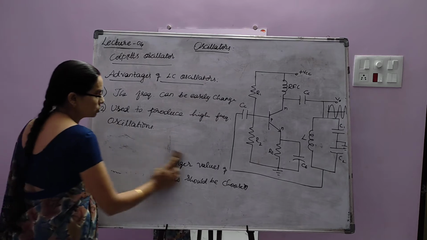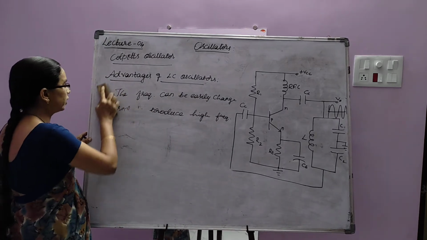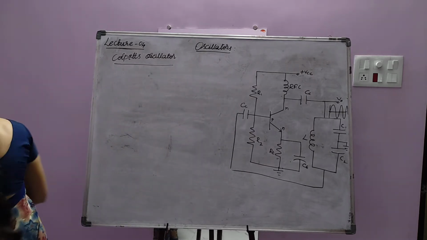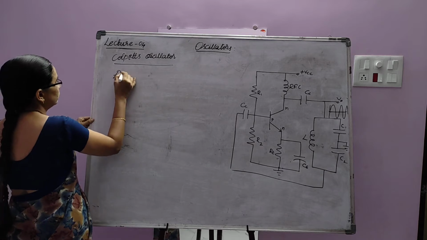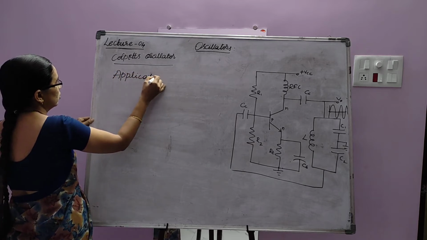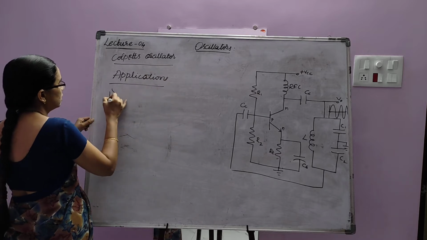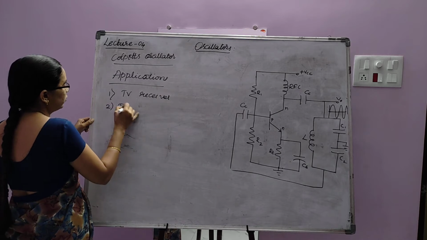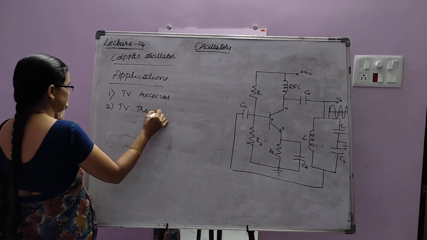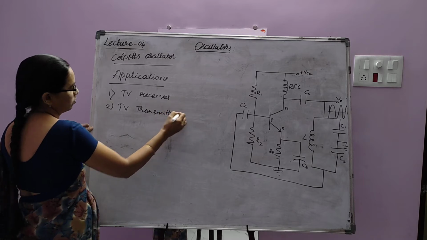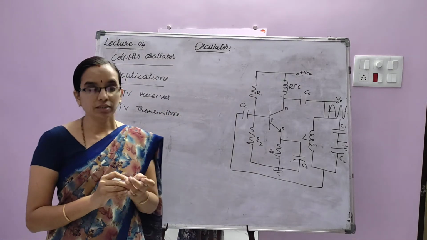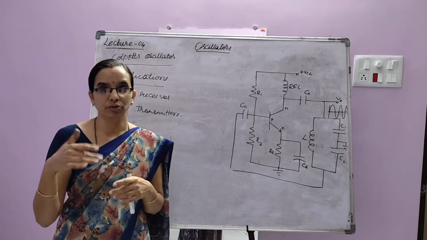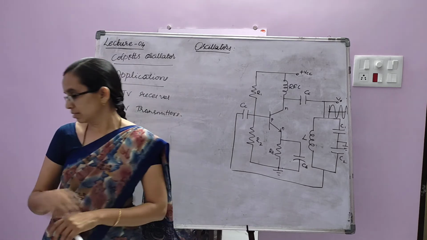Applications of LC oscillators: in TV receiver circuits and TV transmitters. That's all. When we study RC oscillators, that time we'll compare the LC oscillator with the RC oscillator, that we are going to study in the next coming classes.